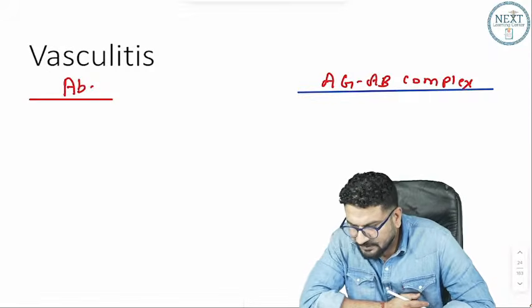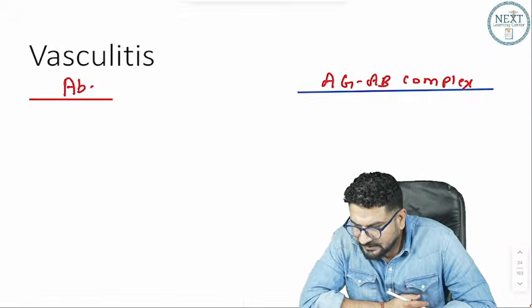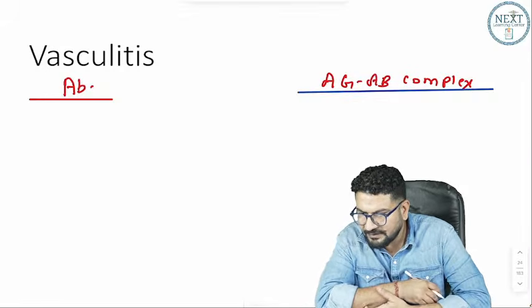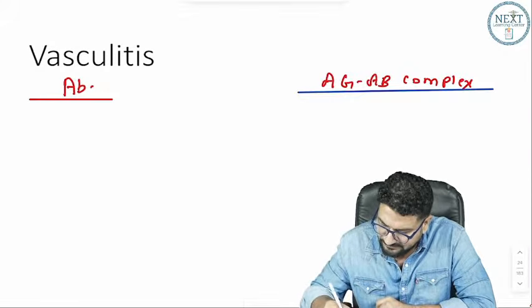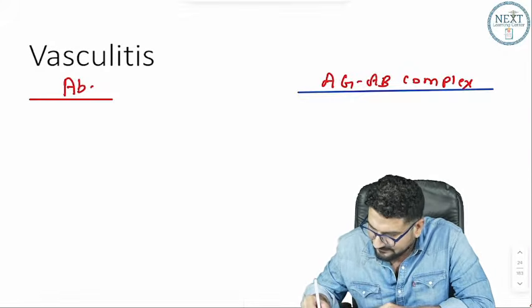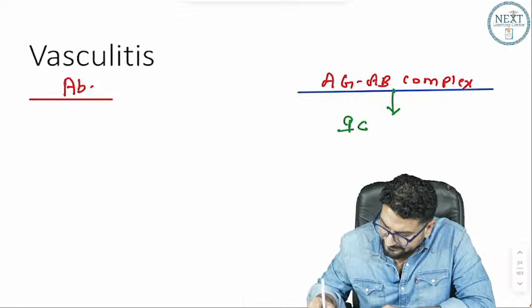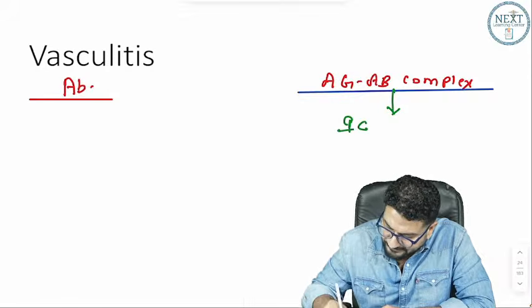Tell me, where do we find antigen antibody complex? It is also called immune complex. We also call this immune complex.